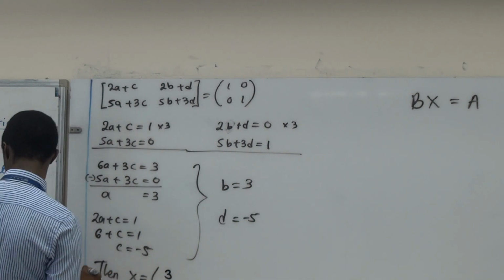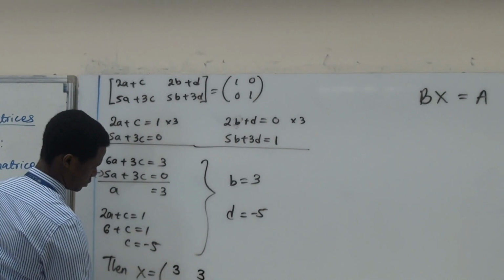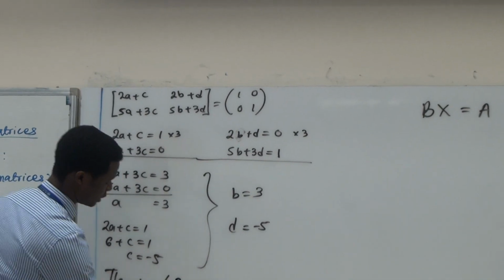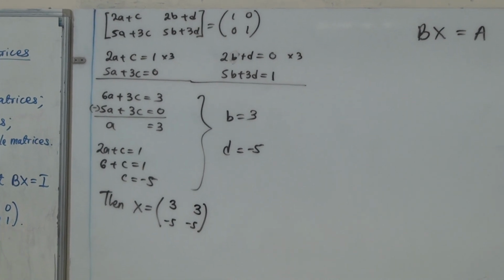3 is a. Where's our b? b's over here, 3 also. Negative 5, negative 5. That's a weird matrix. Are you sure about this?